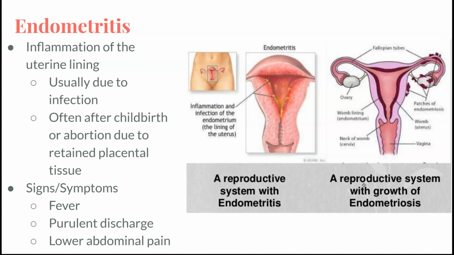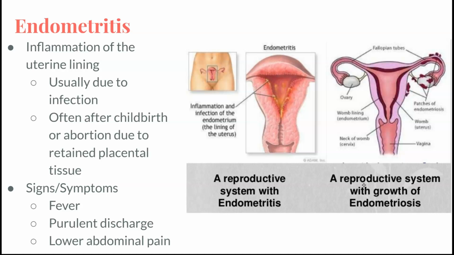Endometritis is an inflammation in the inside lining of the uterus, usually due to infection. It can happen after childbirth or abortion because of placental tissue, and this is why it's important for you to bring the placenta to the hospital for an out-of-hospital birth, because they make sure that the placenta is whole. Because if there is a piece that is still attached to the uterus, it can either cause serious infection or hemorrhage. Okay.